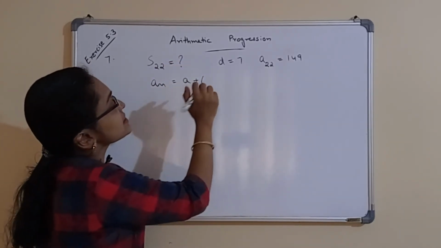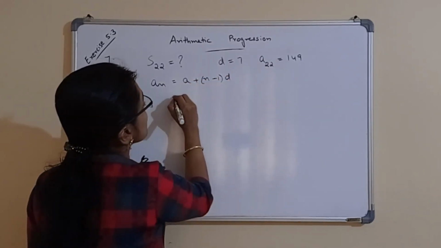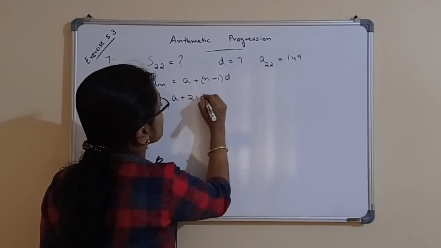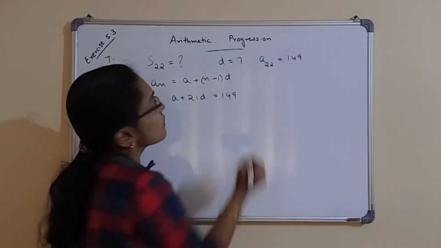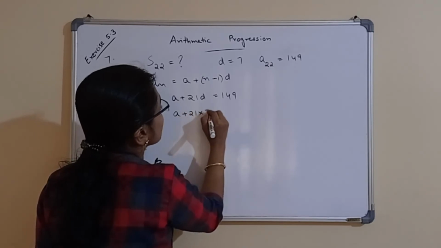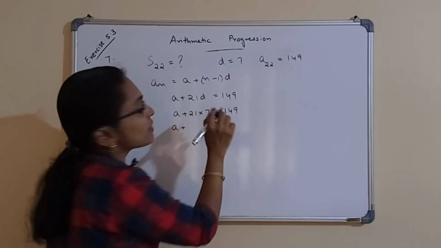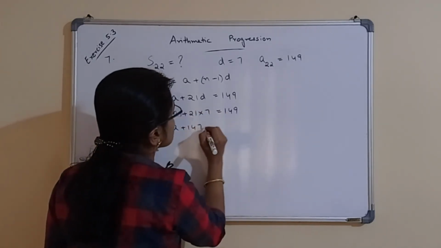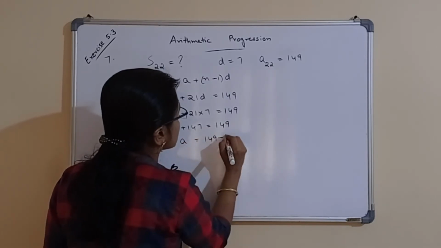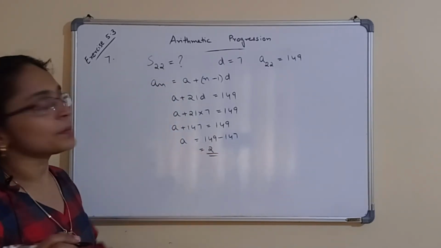We have AN is equal to A plus N minus 1 into D. So A22 is A plus 22 minus 1 into D, which is 21D. So A plus 21D is equal to 149 and D is 7. So A plus 21 into 7, which is 147, is equal to 149. So A is equal to 149 minus 147, which is equal to 2. So we got the first term as 2.